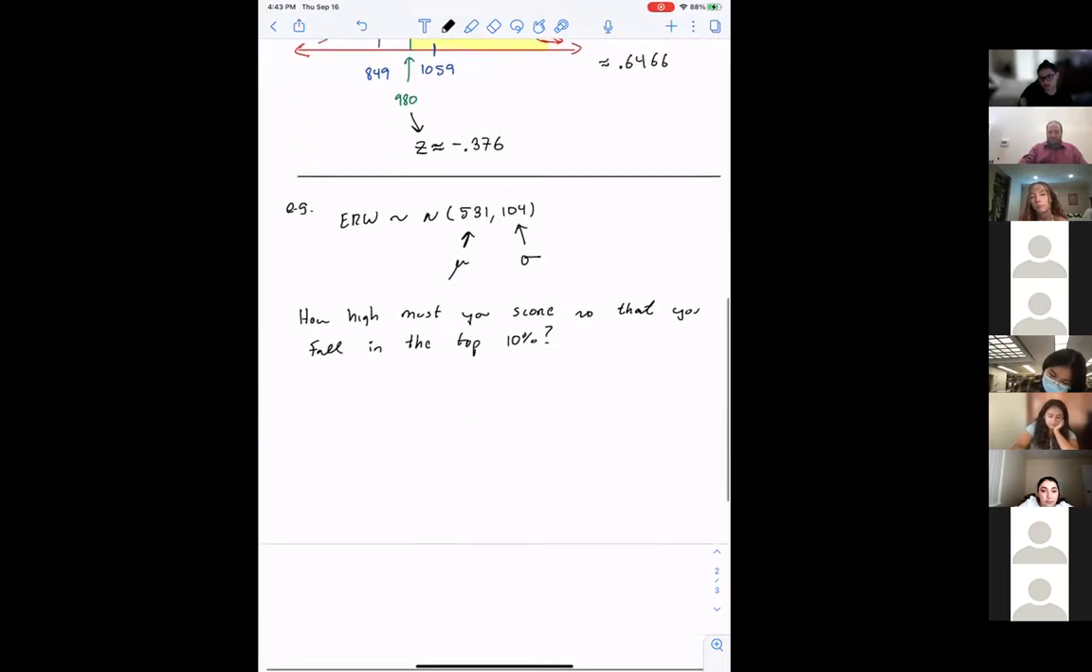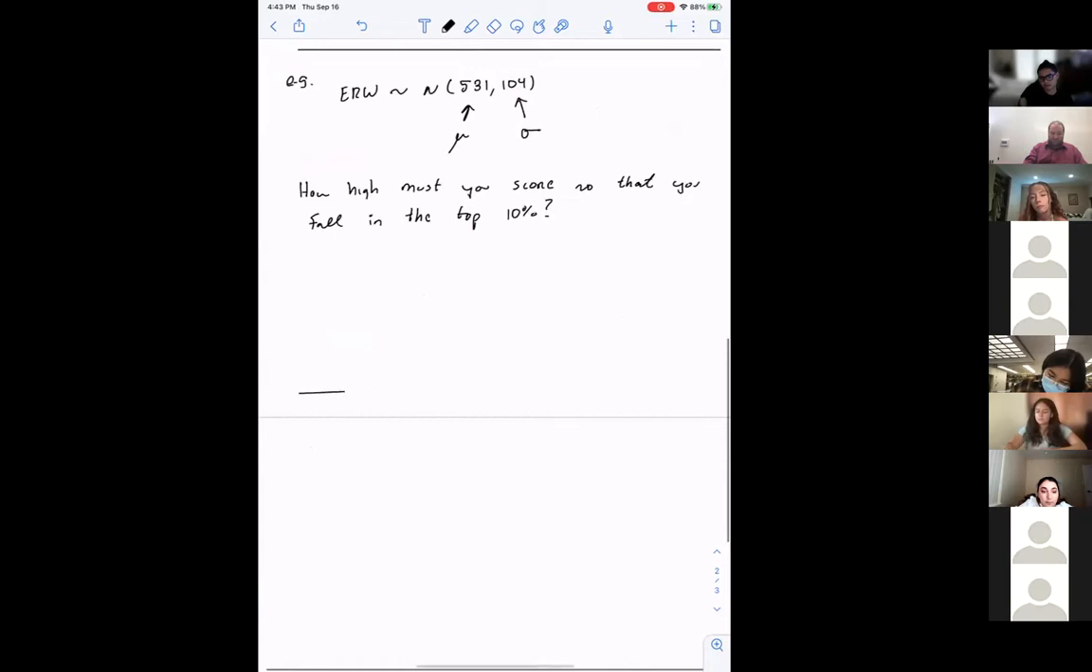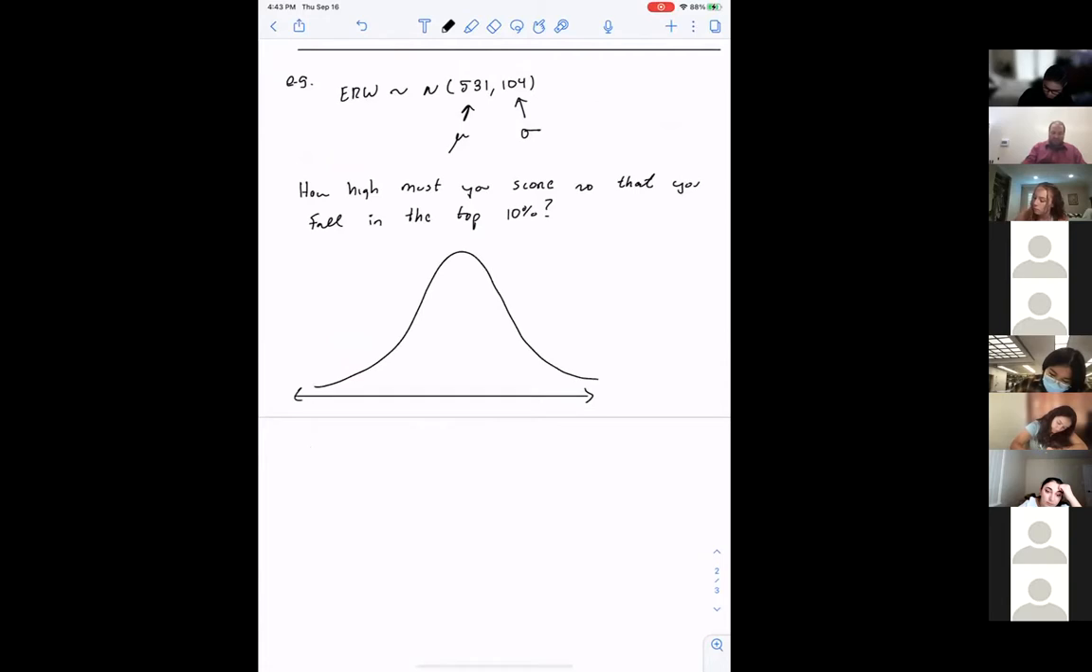So the first thing I'm going to do, just to visualize, is make a normal curve that represents the situation. You don't have to. I can do all the math without it. But again, it helps me visualize what's going on. So there's my normal curve. Where's the mean? The middle. What is the mean in our example? 531.